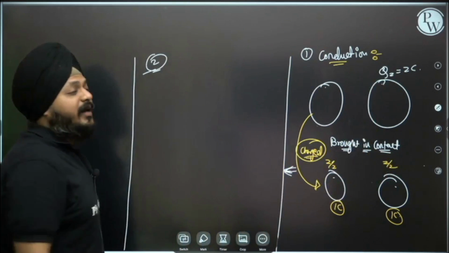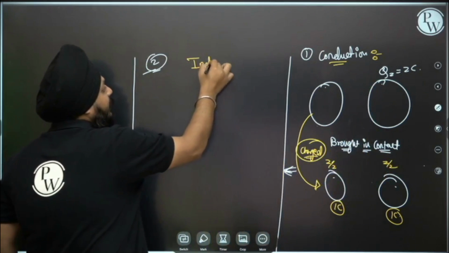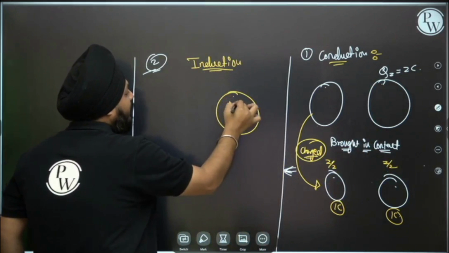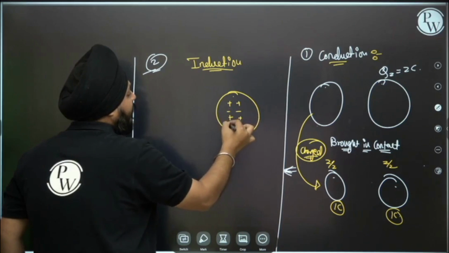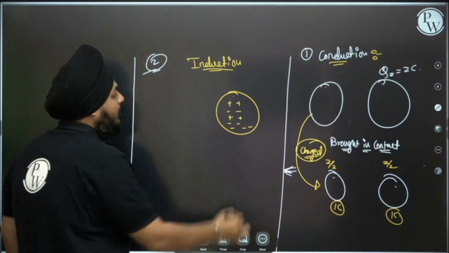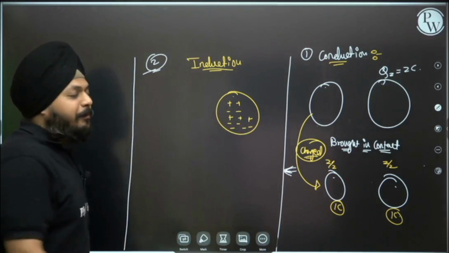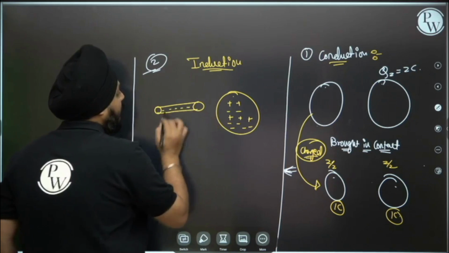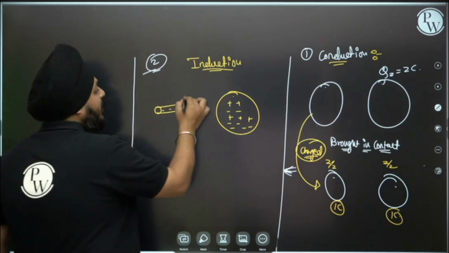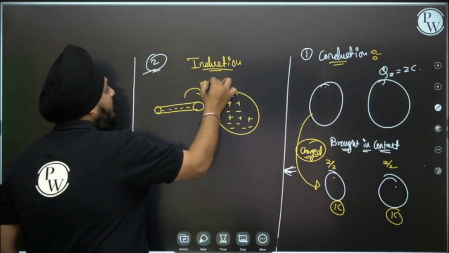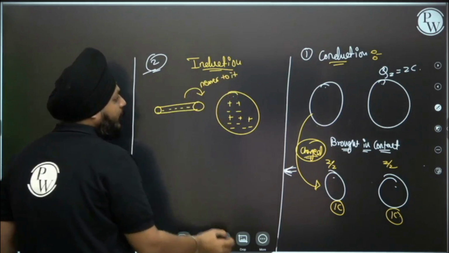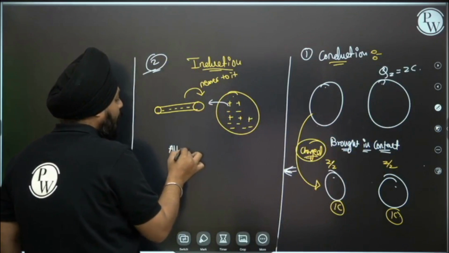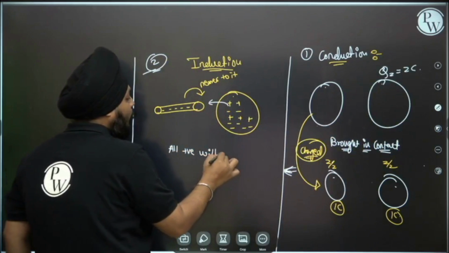The second one is induction. Induction is very simple. This is an atomic neutral body that is having equal numbers of positive and negative charges. If I am bringing a negatively charged rod nearer to it, just nearer to it, what is going to happen? All of those positive charges present in the body, all positive will attract towards the rod.